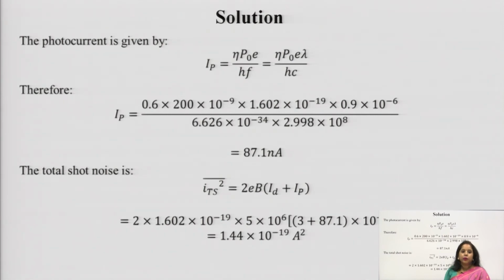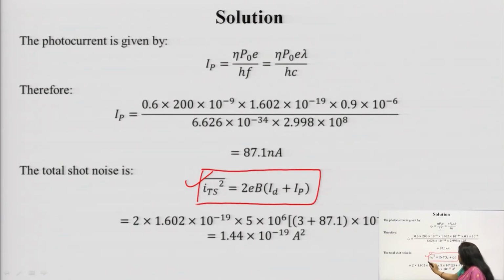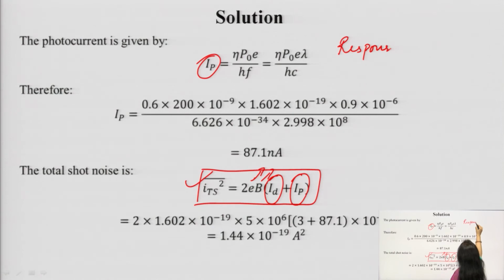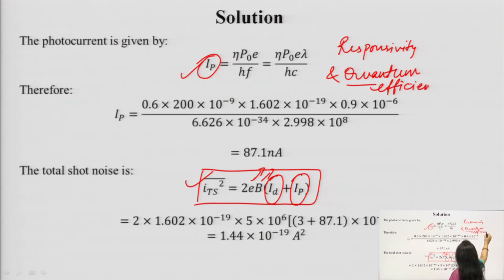First of all, for calculating our total shot noise, given by this formula, we have a value of e, we have a value of B, we have a value of our dark current ID, but we do not have a value of IP, the photocurrent generated. So, first of all, we have to calculate that IP, as we have got this from the responsivity and quantum efficiency relationship, which we have studied in our previous lecture. From that relationship, IP depends upon the quantum efficiency. That formula is efficiency times P naught times e upon hf.